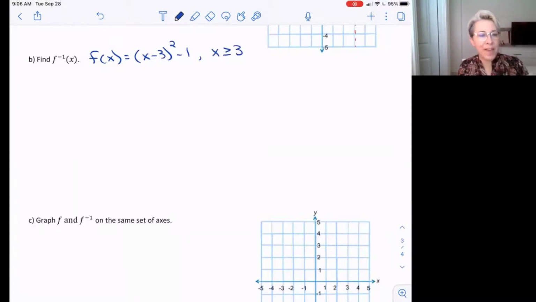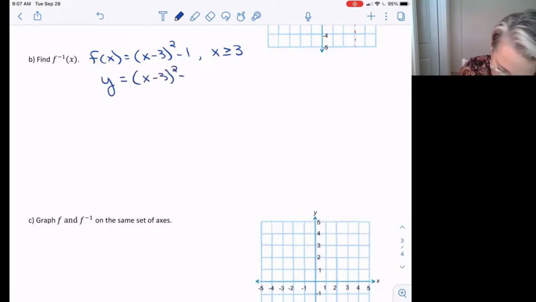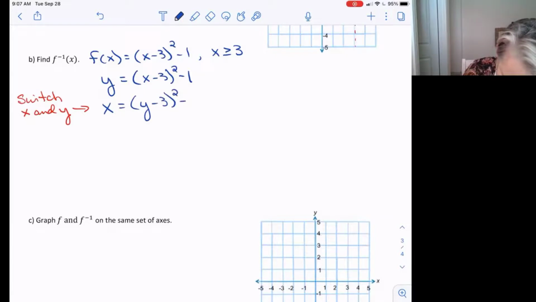We're going to use the fact that if one function has the point AB, its inverse would have BA. So the first thing I want you to do is replace that f of x with a y. So we have two variables that we can work with. Now, let's switch that x and y. That gives us x equals the quantity y minus 3 squared minus 1. Now, solve for y. Keep in mind, we're wanting to get y by itself.